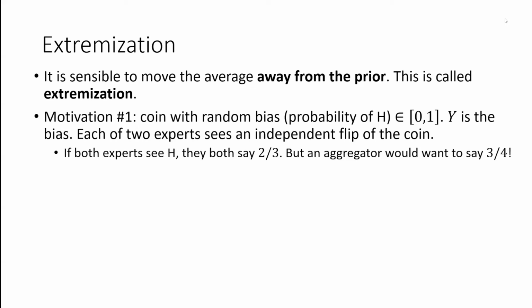Then they both flipped heads, which means that if the aggregator knew that they both flipped heads, the aggregator would have access to more information than either expert individually. And so the aggregator would want to say something larger than 2/3. In particular, in this example, they'd want to say 3/4. So each expert sort of moved from the prior of 1/2 to 2/3, but the aggregator would want to move further away.